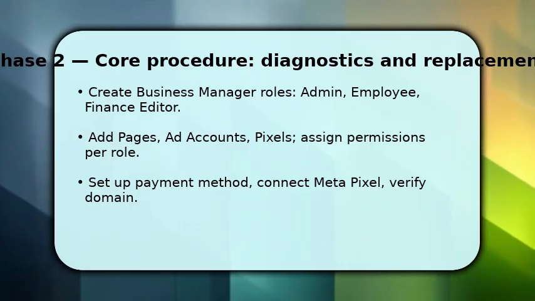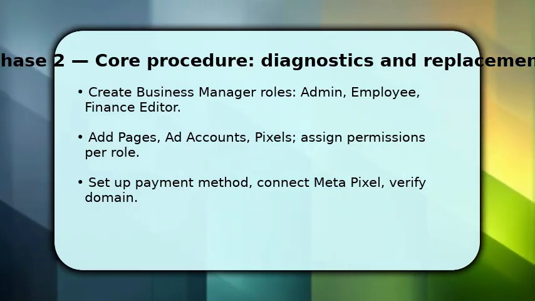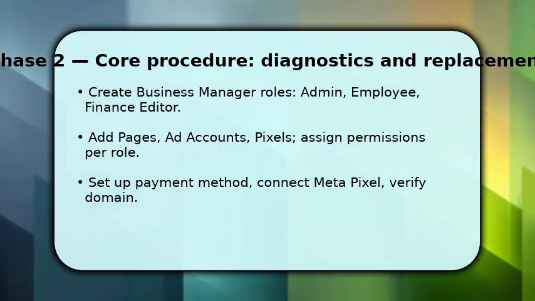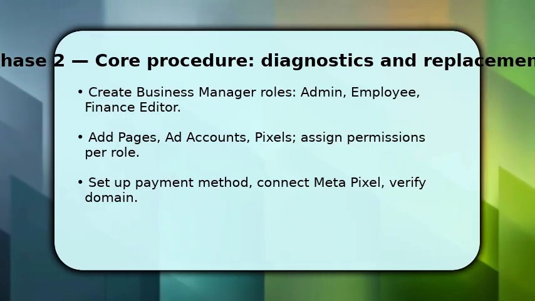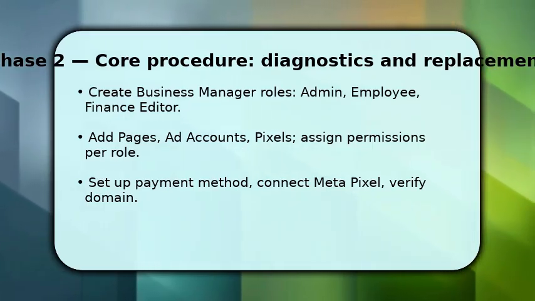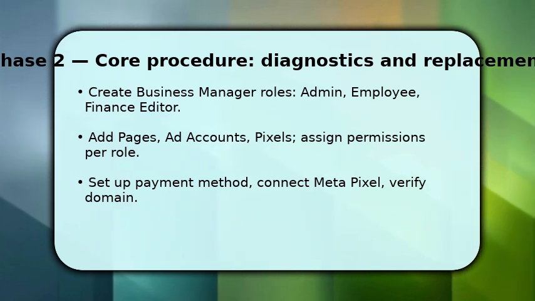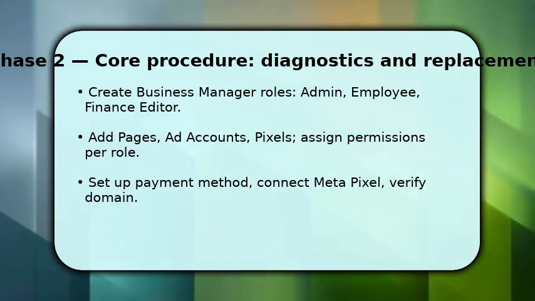Connect your Meta pixel to the website and verify your domain in brand safety. This ensures accurate attribution and ad delivery. Also enter a payment method under Settings and confirm billing details, so campaigns can finish by reviewing everything.